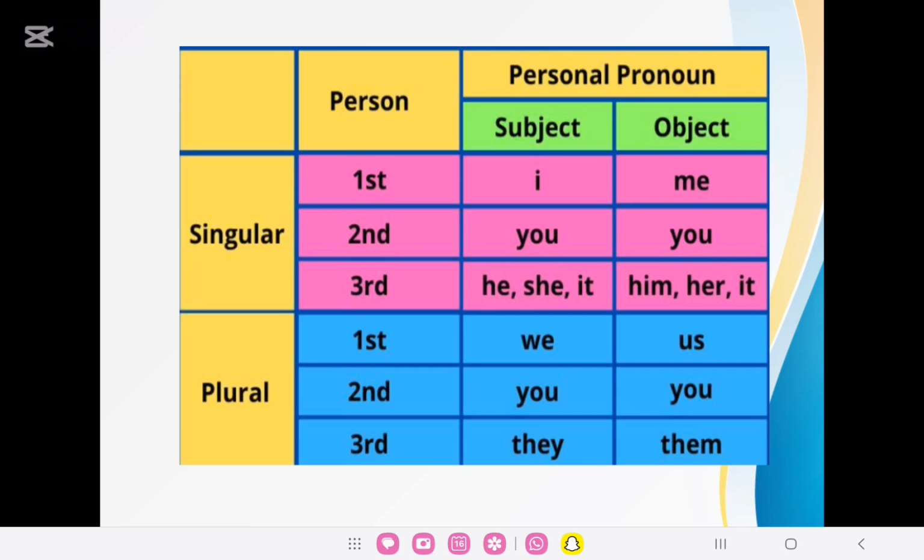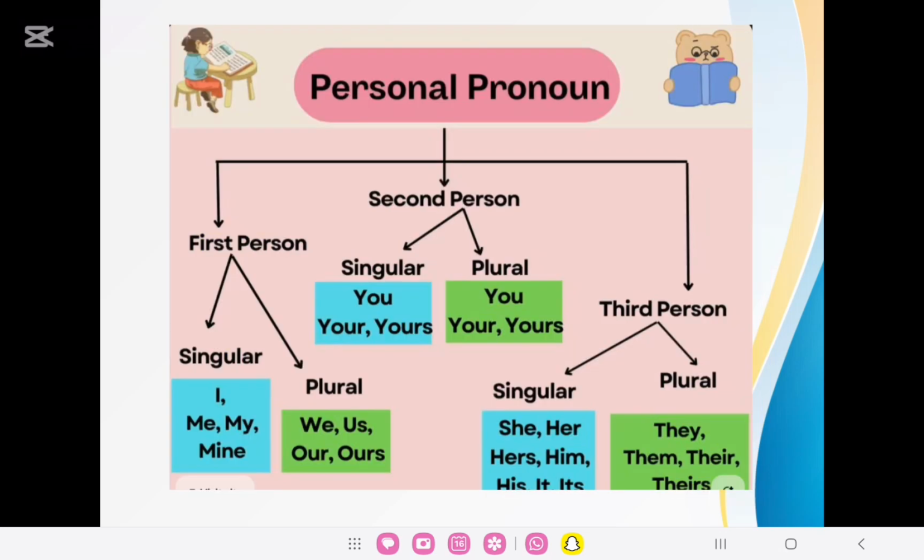Third person singular is he, she, it, and in object place him, her, and it. In plural, third person plural is they, and in object place it is them. So basically we know pronouns as first person, second person, and third person, and we use them in subject place or in the object place. Now the next line. Again, have a look at this.